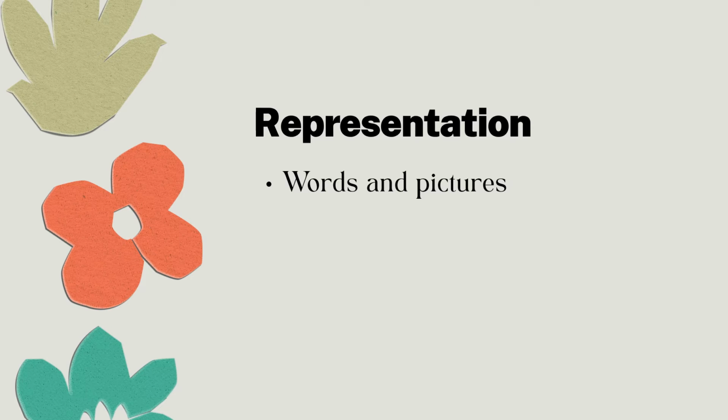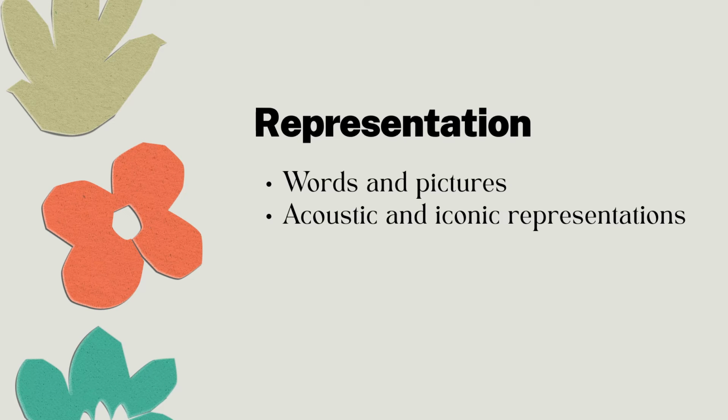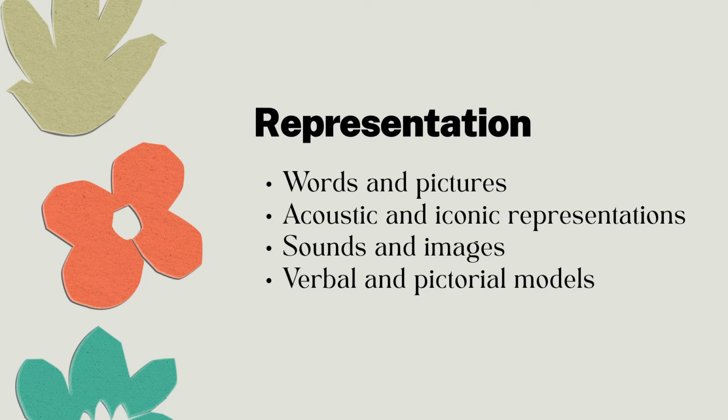There are also 5 forms of representation in this theory that attempt to describe the stage of processing. First, words and pictures are presented via multimedia. Then, in our sensory memory, we have acoustic and iconic representations, followed by sounds and images in our working memory. Then verbal and pictorial models, also in working memory. And finally, knowledge in the long-term memory, which the learner uses for guiding the process of knowledge construction. It may be stored in long-term memory as prior knowledge to be used in supporting new learning.